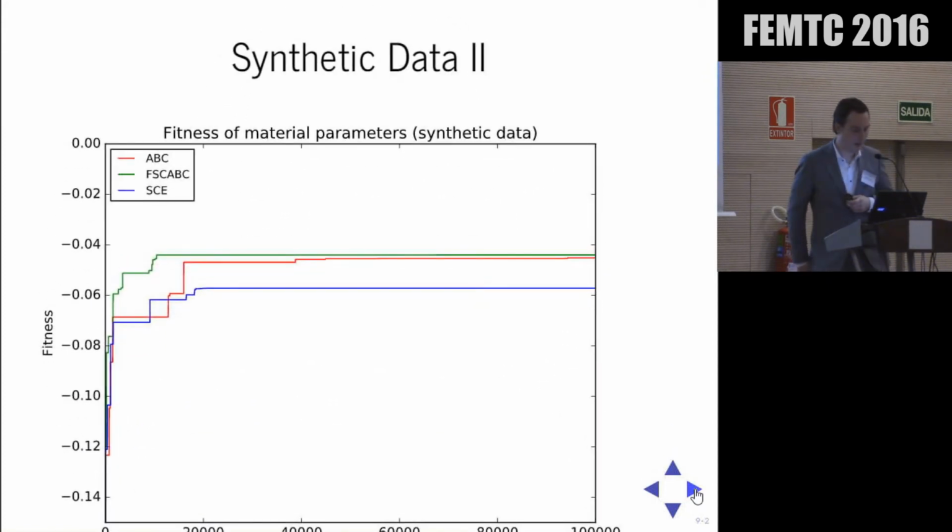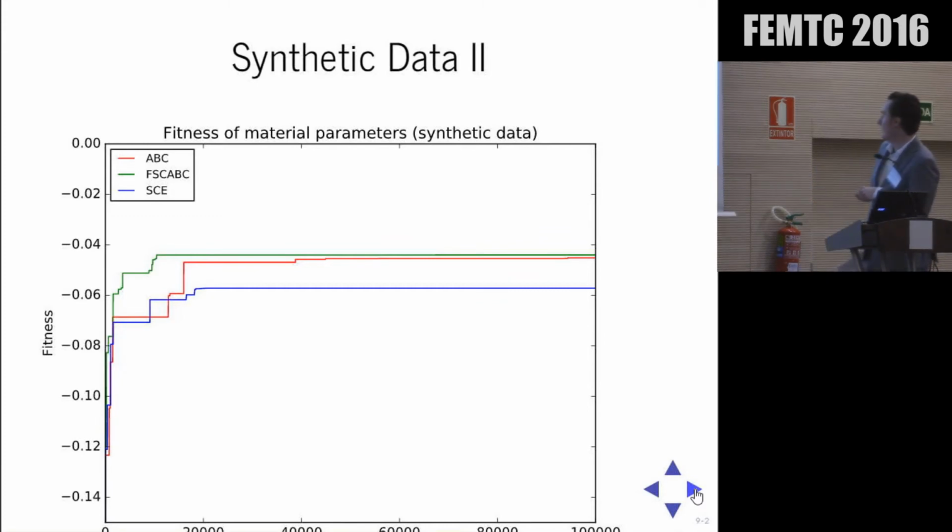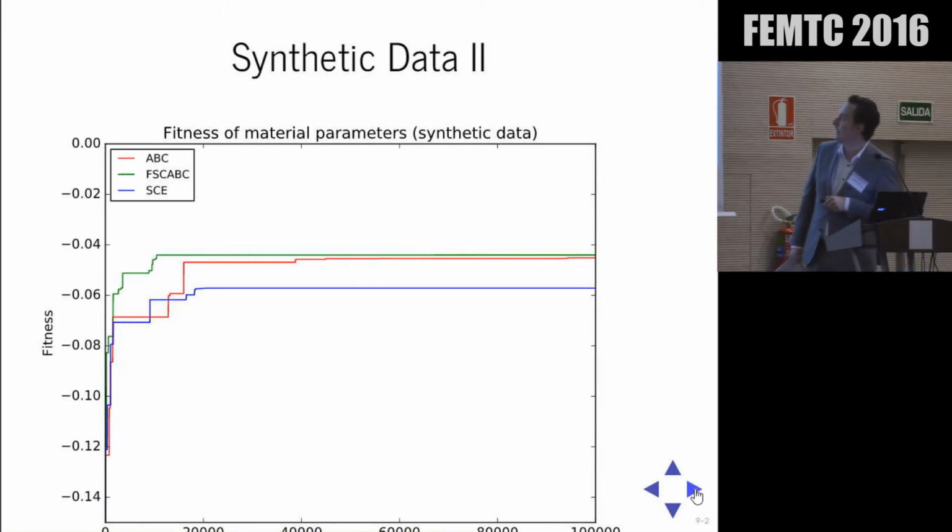So this is how these algorithms performed. What we see is FSCABC is the green line that performed pretty well. ABC converged to a similar simulation, but needed more evaluations. I don't know if you can see it, we used 100,000 evaluations in the whole process, and SCE converges way worse than the 2 other algorithms.